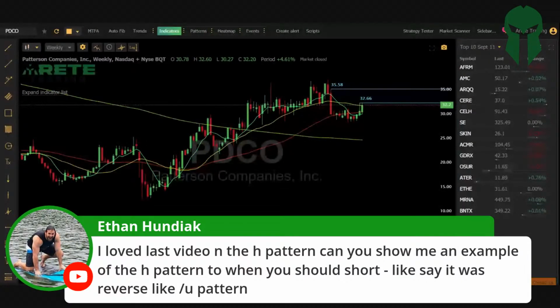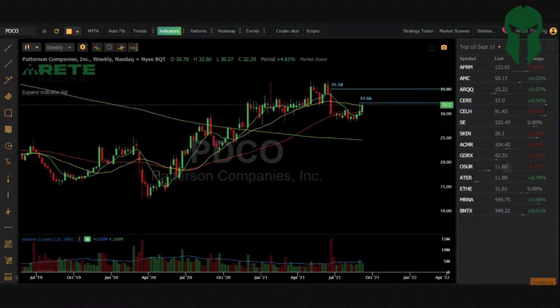Oh, you mean when it breaks? I love the video, the H pattern. Can you show me an example of the H pattern when you should short? Like say it was a reverse U. You short when the H breaks is really what you do. If I come up with one and I see one, Ethan, I'll point it out. But you short when the H breaks. When the H doesn't break, that's when it gets very interesting.